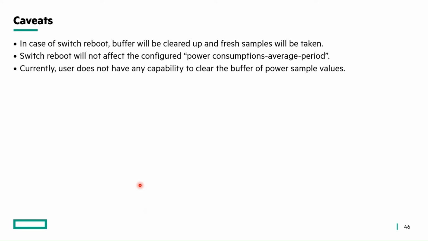In case of a switch reboot, the buffer will be cleared and fresh samples will be taken. However, a switch reboot will not affect the configured power consumption average period, which means if you have configured an average period of 600 seconds or probably 800 seconds, it will remain the same after reboot. Currently, the user does not have any capability to clear the buffer of the power samples that have been taken.